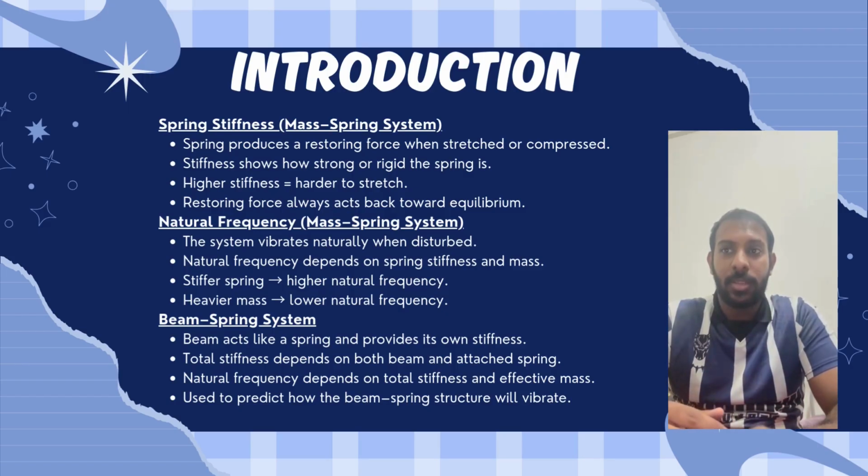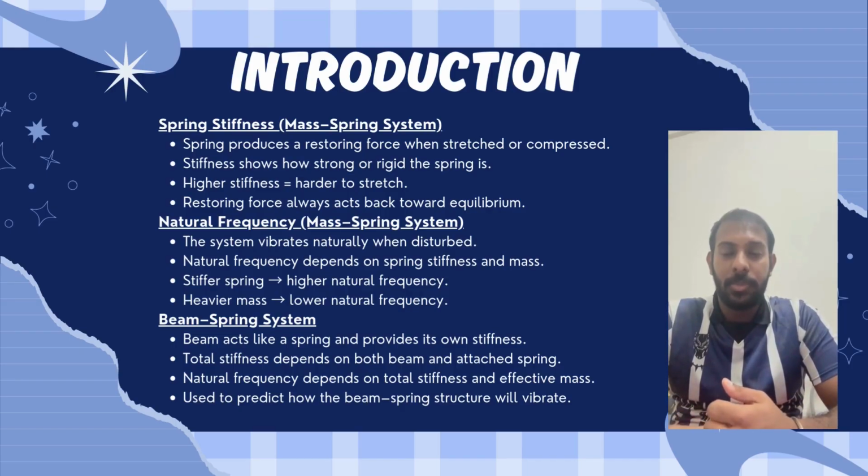The second one is natural frequency, mass spring system. When the mass is moved and released, it starts to vibrate on its own. The vibration happens at a natural frequency. A stiffer spring makes the vibration faster, while a heavier mass makes it slower.